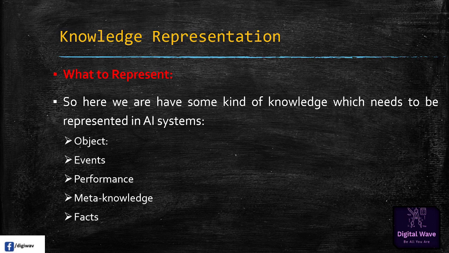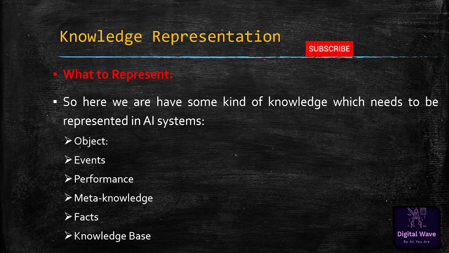The next term is facts. Facts are the truths about the real world and what we represent. The last term is the knowledge base. The central component of a knowledge based agent is the knowledge base. It is represented as KB. The knowledge base is a group of sentences, or we can say a group of information.